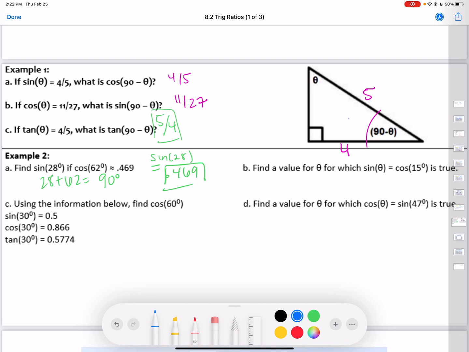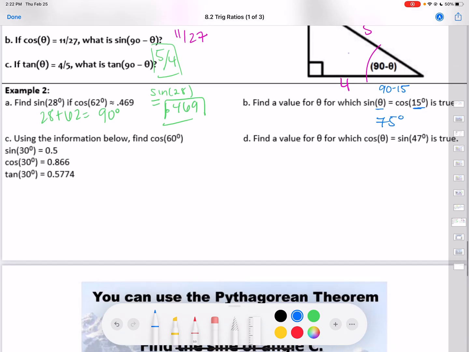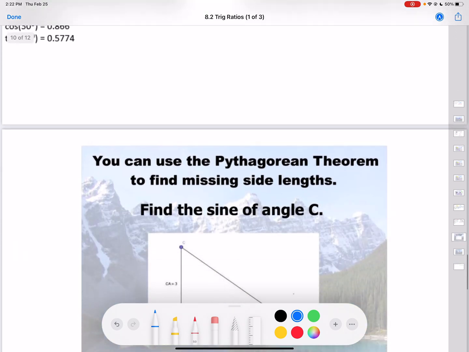Okay, so it says find the value of theta for which sine of theta equals cosine of 15. Again, if we want those ratios to be congruent, we need these angles to add up to 90 degrees. So if I did 90 minus 15, that's going to give me 75 degrees. Okay, and I think C and D are pretty much similarly patterned, so I think you can find those values on your own, and just make sure to reach out if you're still struggling with that cofunction idea.